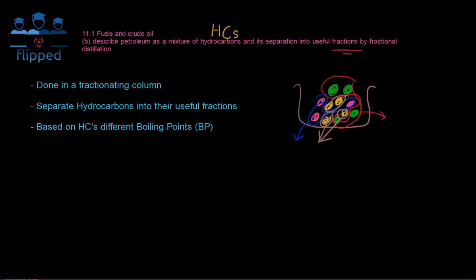Okay, so how is it done? This is actually very simple. It's done in a fractionating column, which you will see later. It separates hydrocarbons into their useful fractions. So if anything, just remember this, and it's based on their boiling point. Okay, so what do we mean by that?